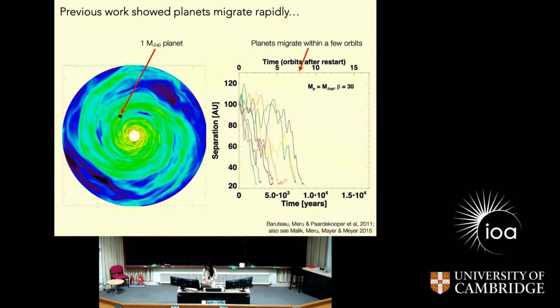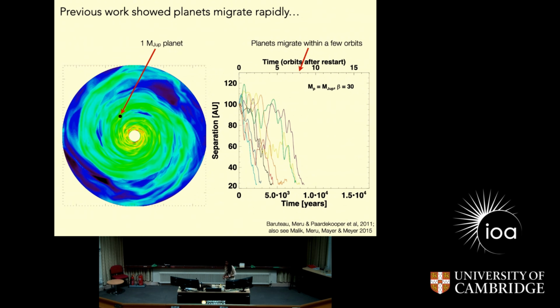Around 2011, we started thinking about what would happen if we had a planet in these disks. These are some of our numerical simulations. You've got this very spirally turbulent structure, and what we did was simply put a planet in this disk to see what happens in terms of the migration of the planet.